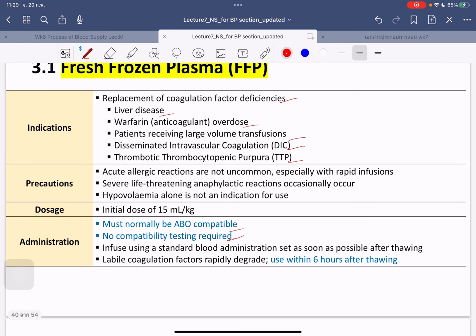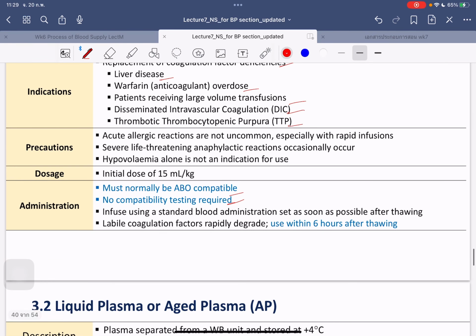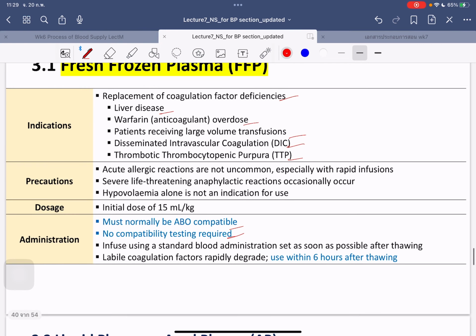So when you talk about FFP, actually it should be used within 6 hours because coagulation factors get lost. And after 24 hours, doctors will not use it. You cannot use it anymore.